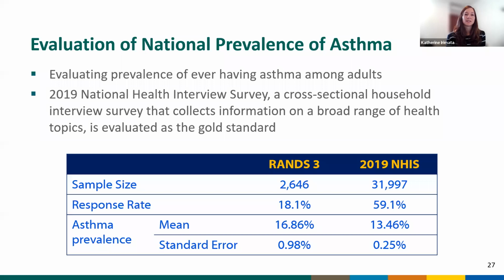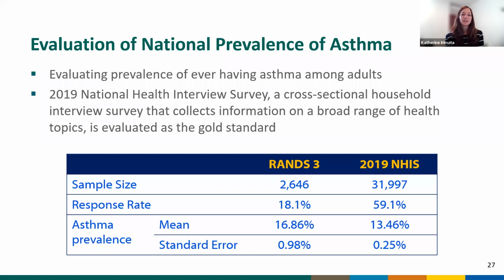So looking at the prevalence of ever having asthma among adults, we're interested in seeing how well this compares to a reference survey. And so for the reference, we are going to use the 2019 National Health Interview Survey. The NHIS is a cross-sectional household interview survey that collects information on a broad range of health topics. And it's a very reliable survey. This is evaluated as our gold standard. And generally for the RANDS program, the NHIS is used as our comparison source for looking at different estimates.